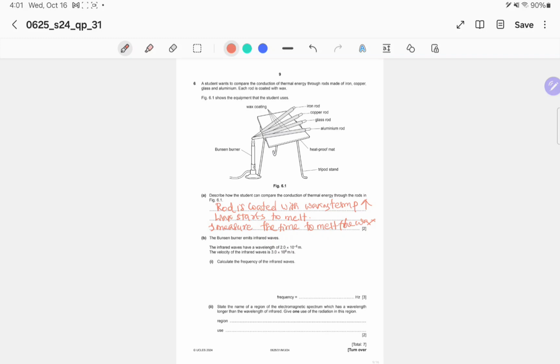We have to write how quickly it melts. A better conductor means it conducts fast, so it melts quickly and the time it takes is shorter. These are the two conditions we take into consideration for measuring. That tells us which one is the good conductor.